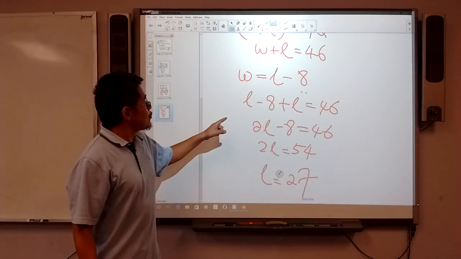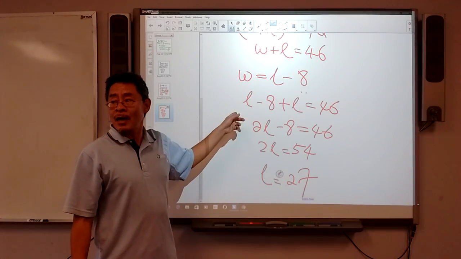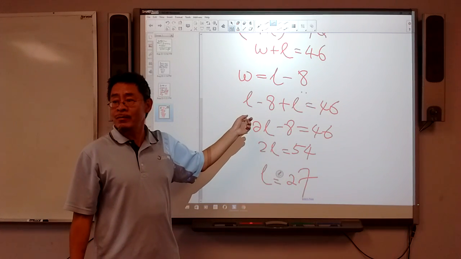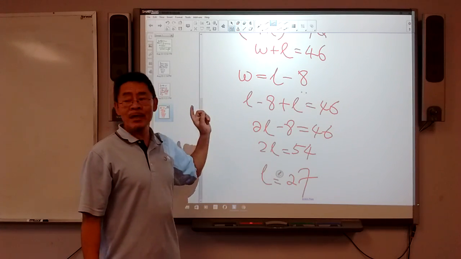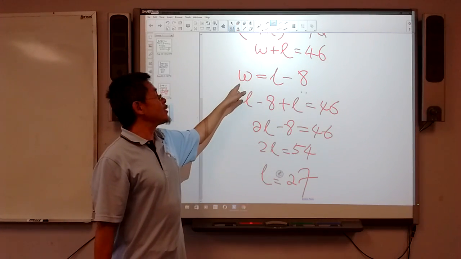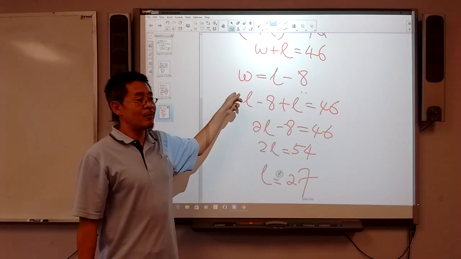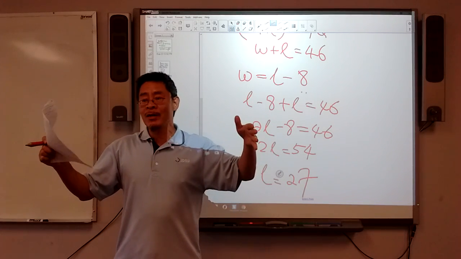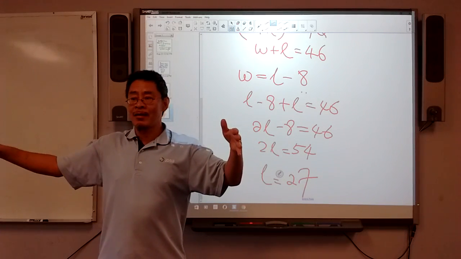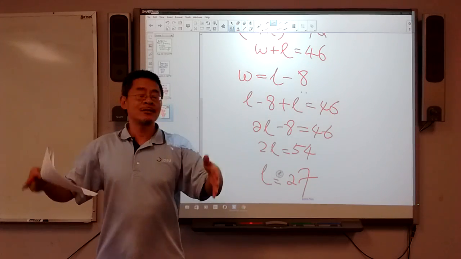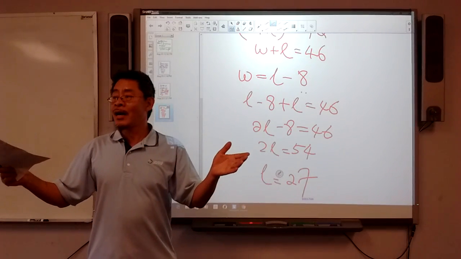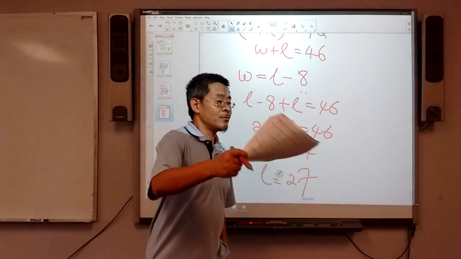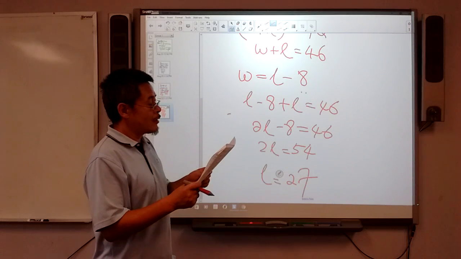Do you know why I picked L as the unknown? The reason is that's what they're asking for. It's easy to make a mistake. If you pick W as the variable, you find the width first. But sometimes you forget you have to add 8 to get the length, and you probably just stop there, right? So if you pick the variable to be what they're asking for, it will help you get to the right answer.